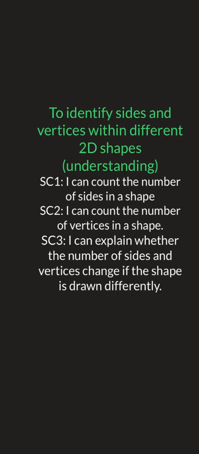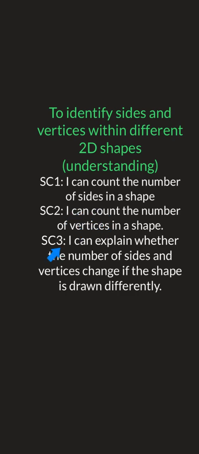Hi everybody! In today's lesson, I want you to be able to identify the sides and vertices within different 2D shapes. So in order to be successful, you're going to need to count the number of sides in a shape. Success criteria 2 is to be able to count the number of vertices in a shape. So remember, vertices are the corners. One corner is a vertex, and more than one corner, we call it vertices.